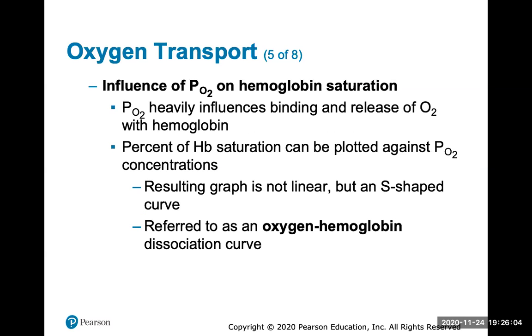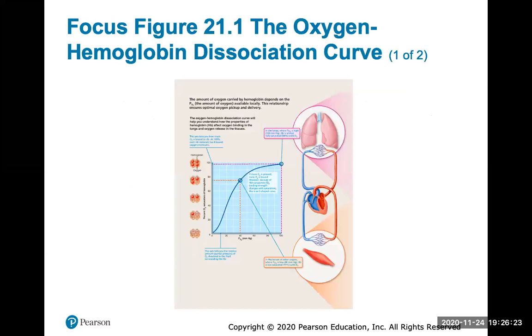The influence of pressure of oxygen on hemoglobin saturation: the pressure heavily influences binding and release of oxygen with hemoglobin, and the percent of hemoglobin saturation can be plotted against the pressure of oxygen concentrations. And the resulting graph will be an S-shaped curve, and we call this the oxygen hemoglobin dissociation curve that you can see here. So the amount of oxygen carried by hemoglobin depends on the amount of oxygen, that's PO2, available locally. This relationship ensures optimal oxygen pickup and delivery, and this oxygen dissociation curve will help you understand how the properties of hemoglobin affect oxygen binding in the lungs and the oxygen release.